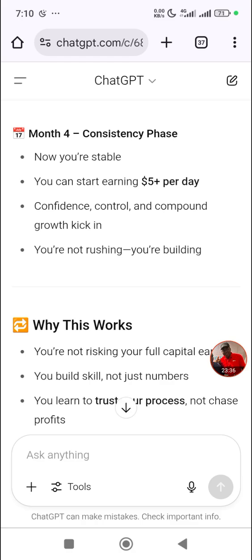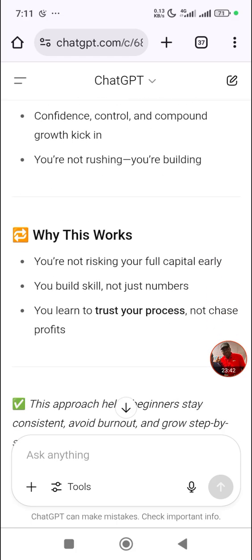So why wouldn't you want to be patient enough to grow and master, to establish a process that will work for you? Why this works, I'll tell you. You are not risking your full capital early. You build your skill, not just numbers. You learn to trust the process, not chase profit. Okay, you learn to trust the process.